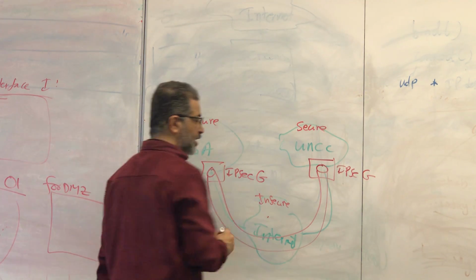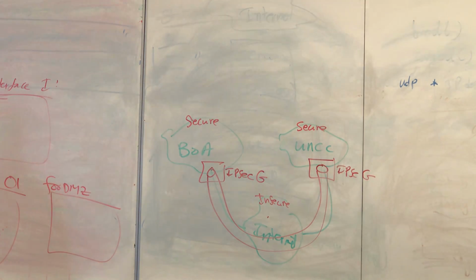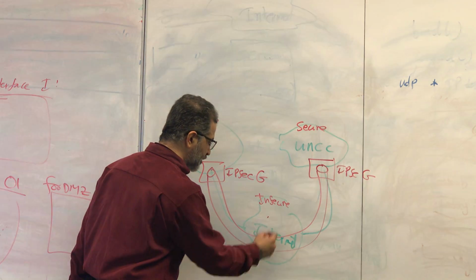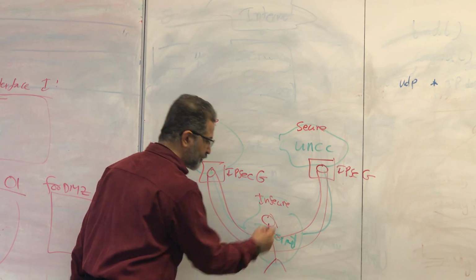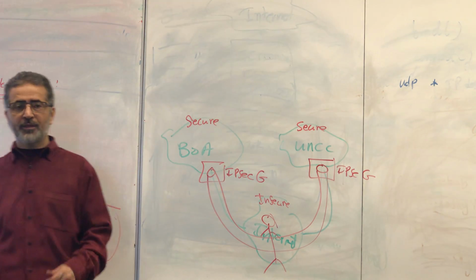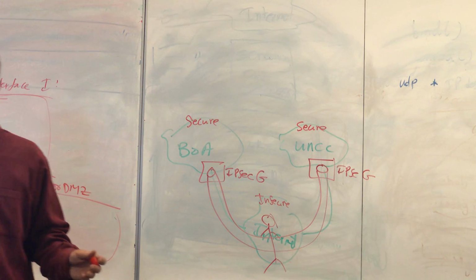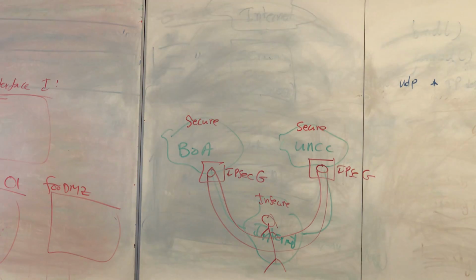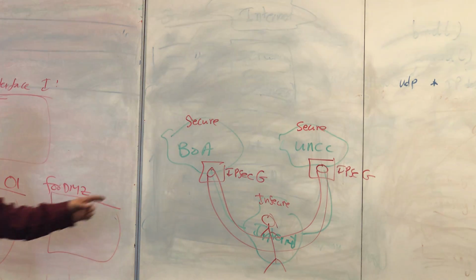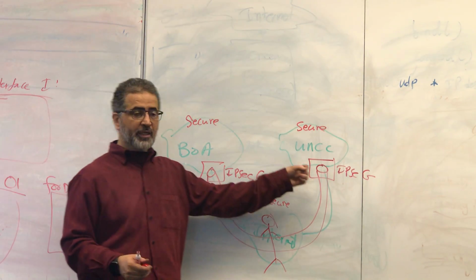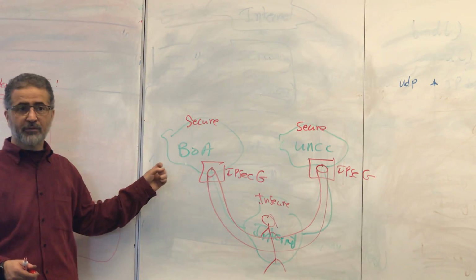IPsec gateways provide you with this secure channel. What do they do? The same thing we learned in cryptosystems: they do authentication and encryption across the internet. So if there's a man-in-the-middle attack over here, he will not be able to change the message. He will not be able to read the message. He will not be able to do anything with the message. At the same time, Bank of America can authenticate UNCC, and UNCC can authenticate Bank of America.